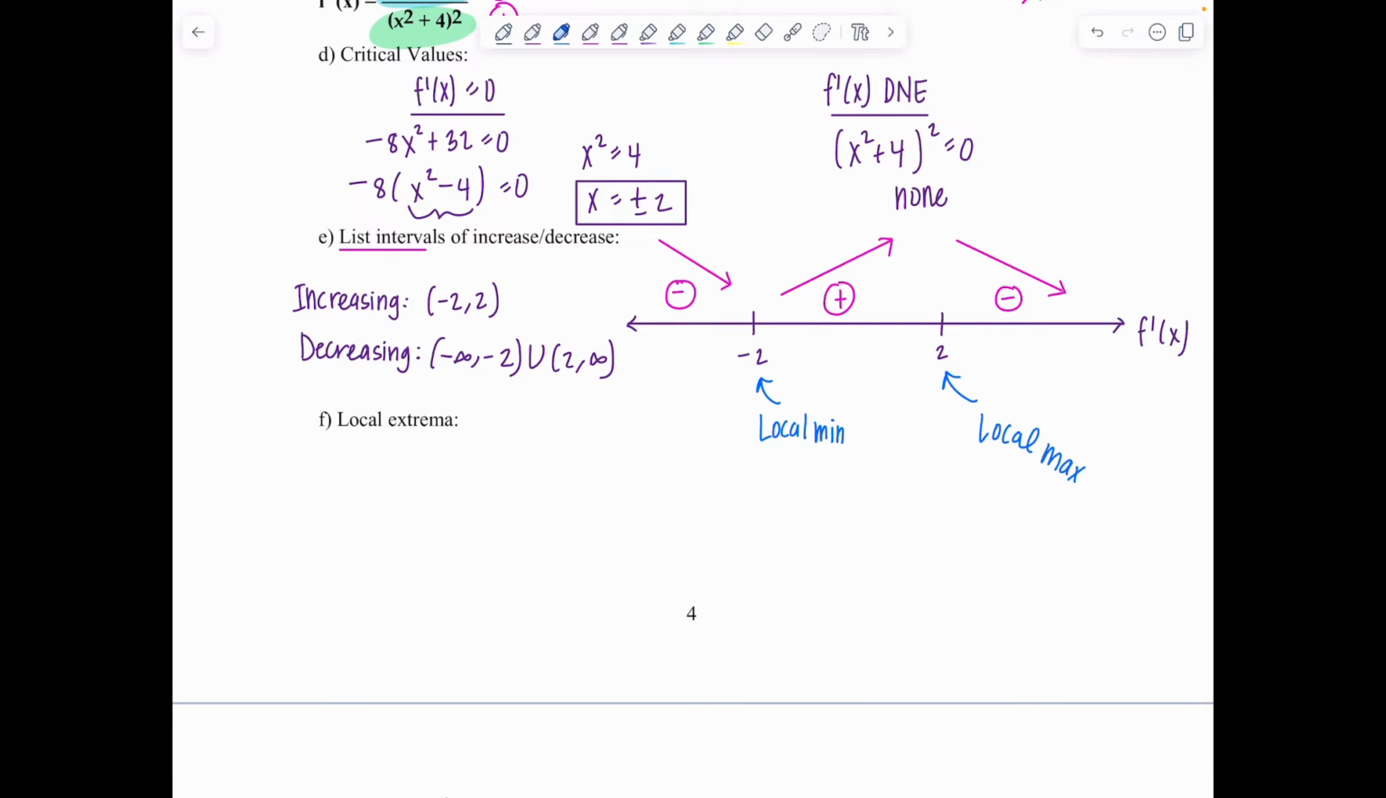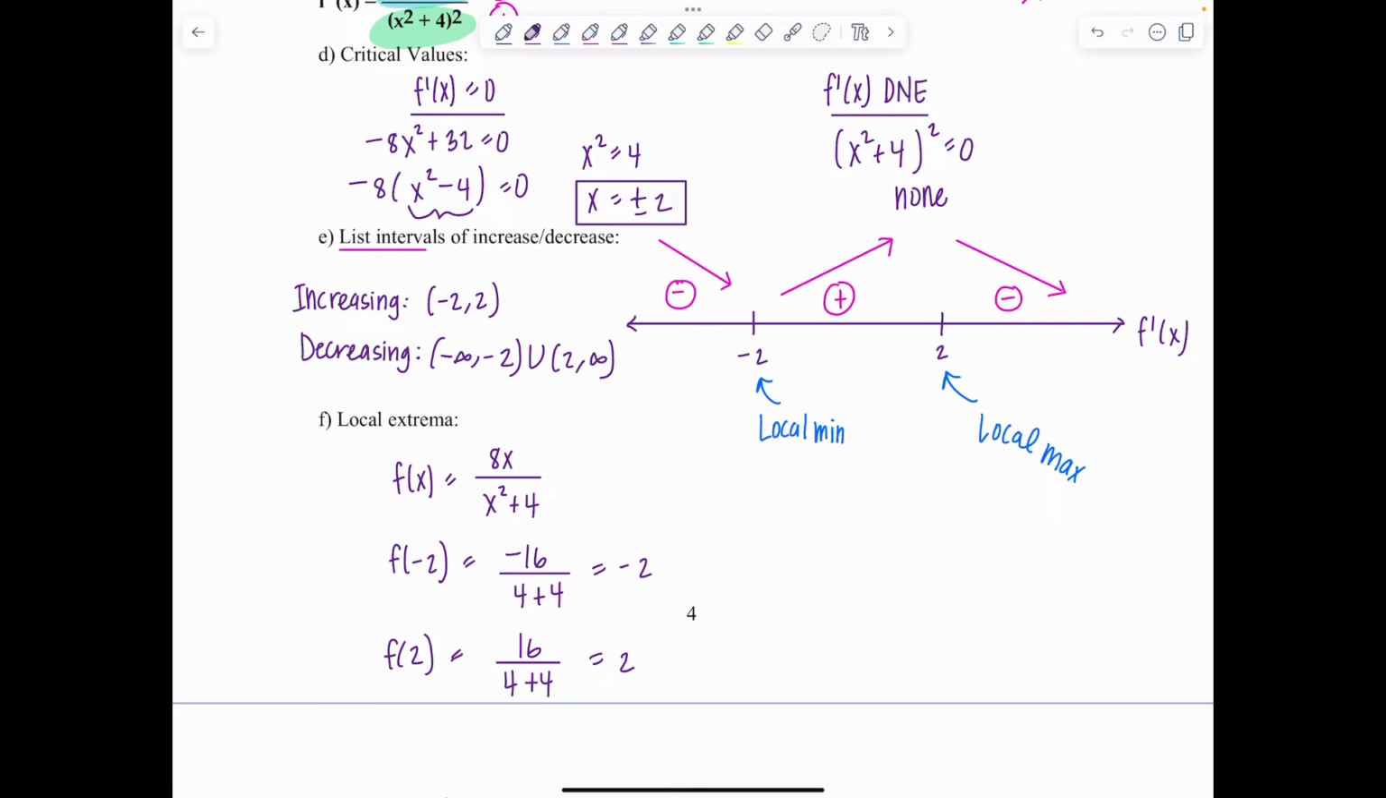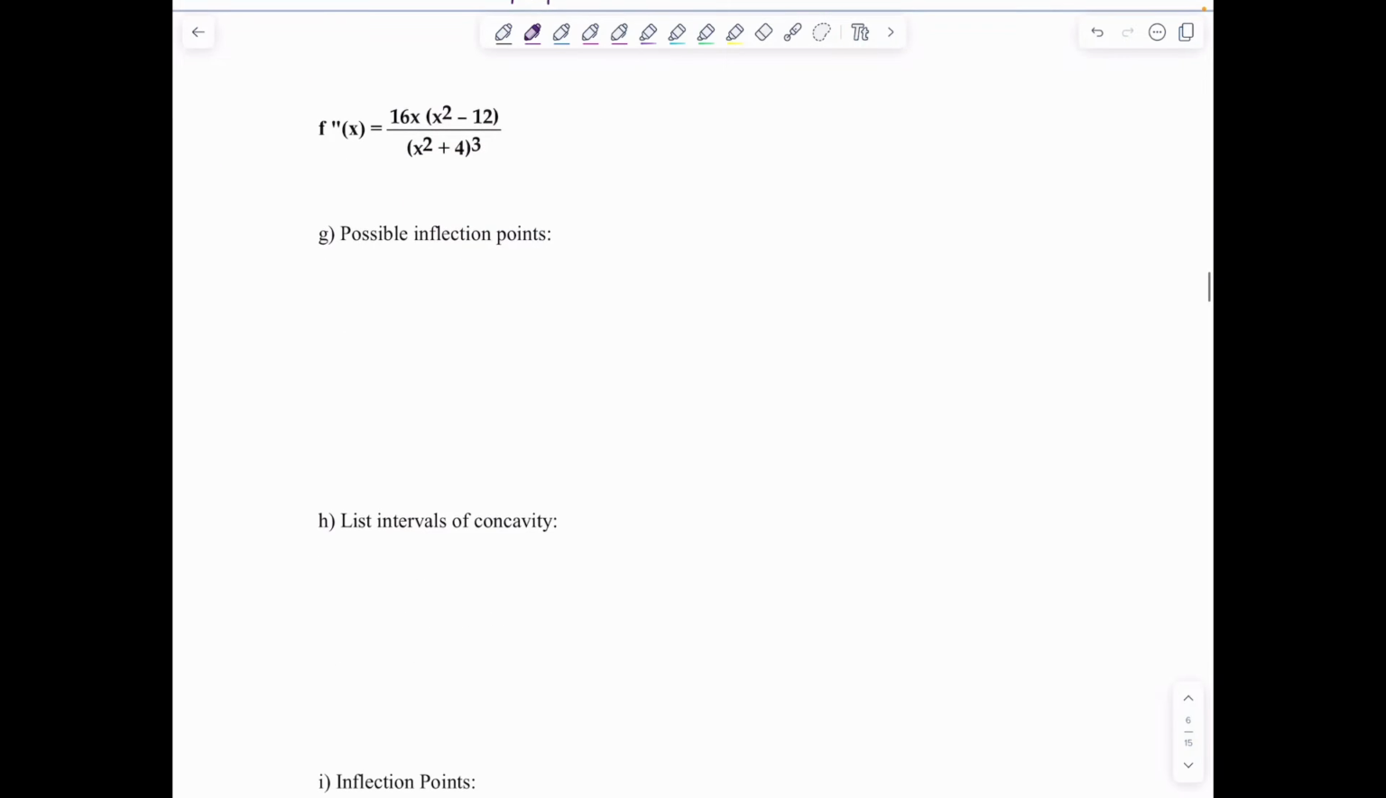Now we need to give the function values there though. Remember, f of x was 8x over x squared plus 4. So f of -2 would be -16 over 4 plus 4, that's 8, which is -2. And f of 2 would be 16 over 4 plus 4, so this is 2. For your final answer, just say local min, f of -2, which is -2, and local max, f of 2, which is 2. Good? Everybody did really well on this part. Now, I gave them the second derivative and then I said, list the possible inflection points.